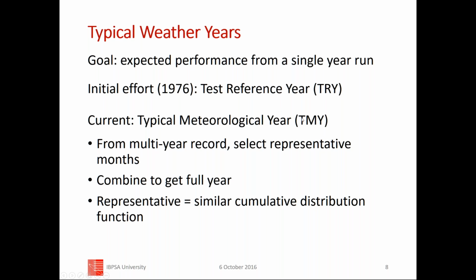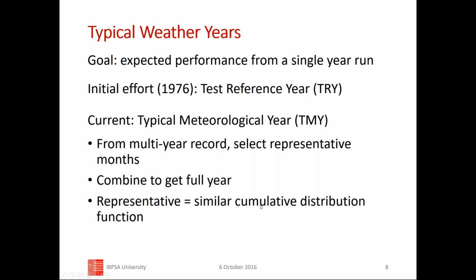The current dominant technology is so-called typical meteorological years, and to make those, say you have 15 years of data, that means you have 15 Januaries, 15 Februaries, 15 Marches. What's done is the most representative of each of those months is selected, maybe from different years, and then they're all combined into a single year, and that's your typical year.